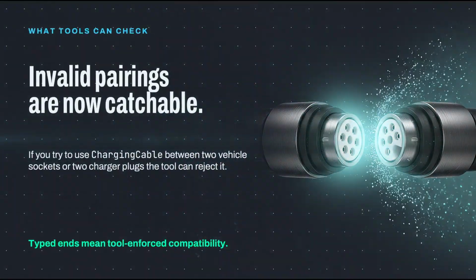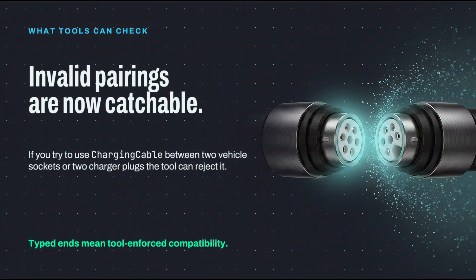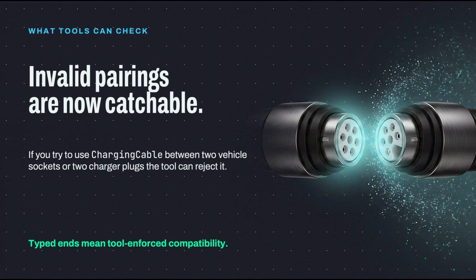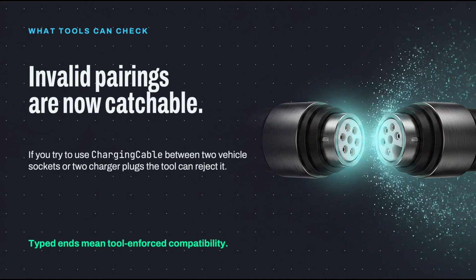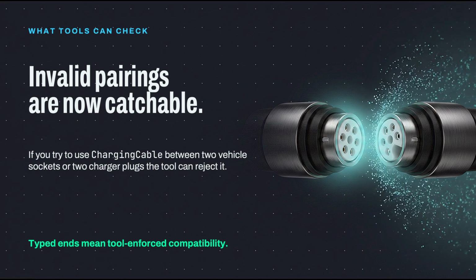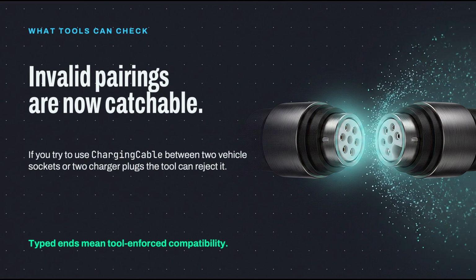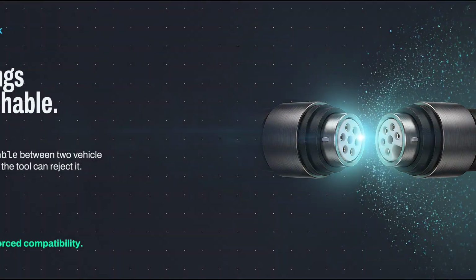Because the interface definition declares its ends, the model becomes easier to check. If we use charging cable, the tool can see that one end is supposed to be a charging port and the other end is supposed to be a tilde charging port. That means the tool can reject or warn about invalid pairings, such as trying to use this interface between two vehicle sockets or two charger plugs.